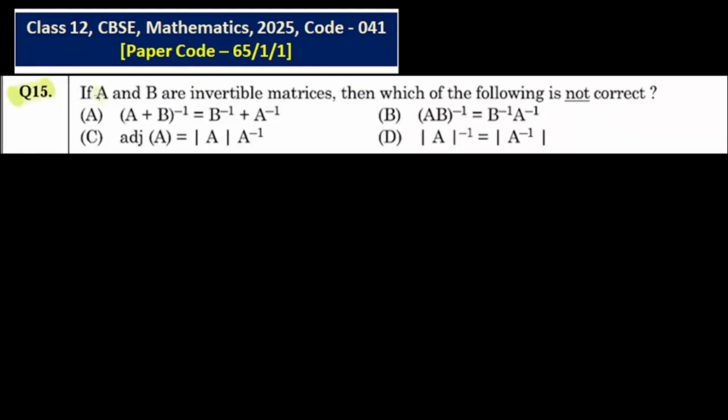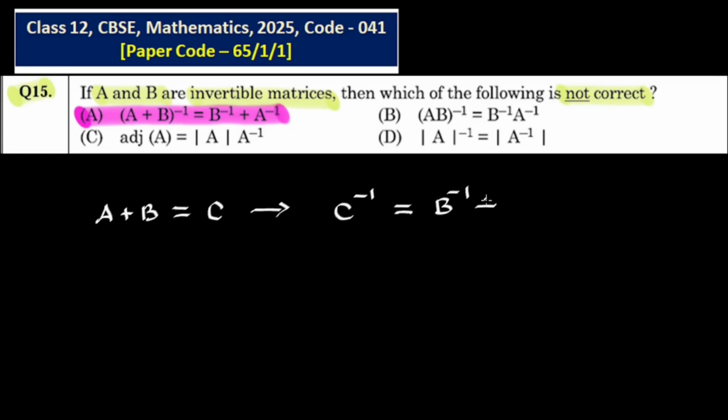Question 15. A and B are invertible matrices. Then we have to tell which of the following options is not correct. That means false or incorrect. Obviously, it is the first option A, not correct, because if A plus B is matrix C, then it is not necessary that its inverse will be equal to the sum of B inverse and A inverse. It could be different, whereas the rest of the options B, C and D are correct.